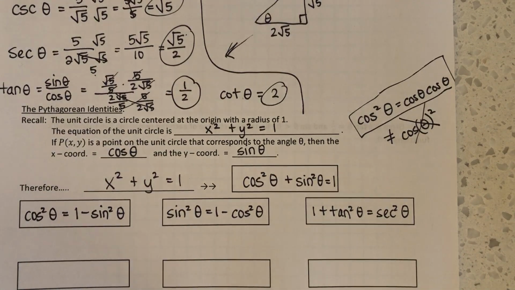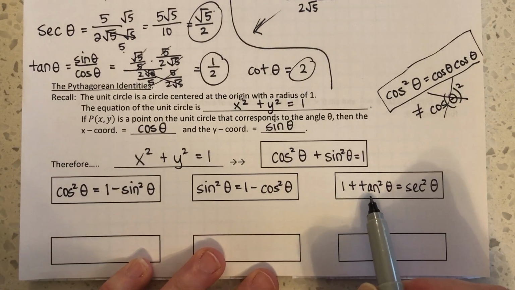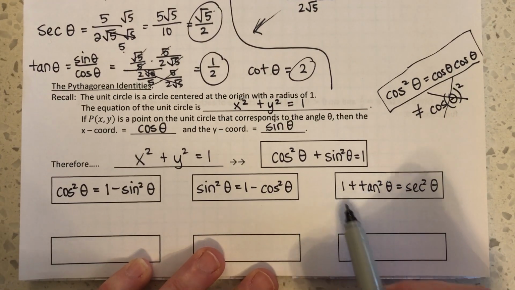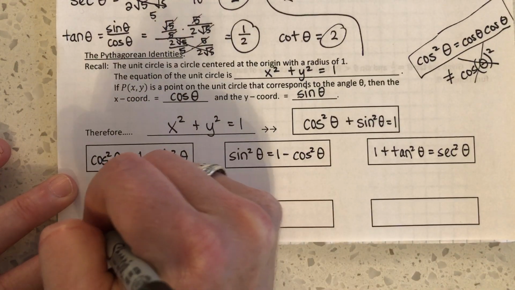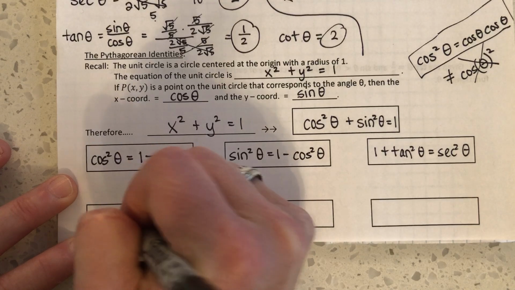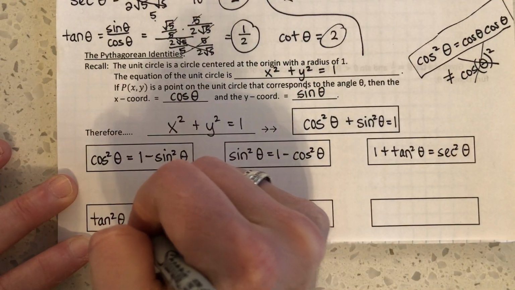All right, well, let's go back. Another one you could make right away is, what if you took tangent squared theta and you want to get it by itself? You could subtract 1 from that, and then you would have the identity tangent squared theta equals secant squared theta minus 1.